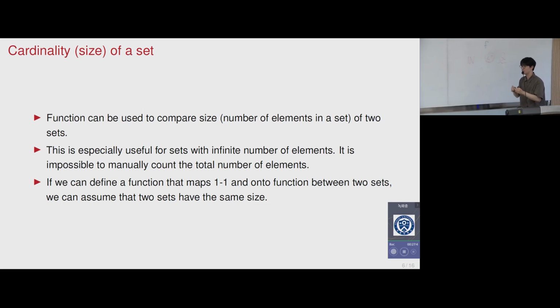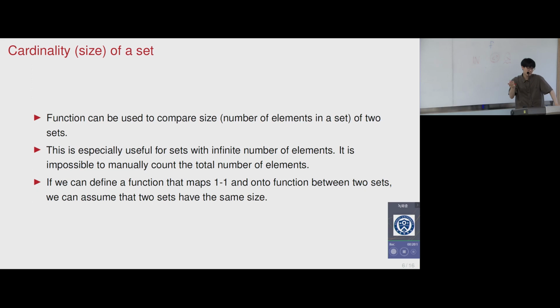But the problem is we can only make guesses, because in the sense they're both infinite. Natural numbers are infinite and Q is also infinite. We can't count them to check which one's bigger. That's where the function is very useful, because instead of explicitly counting the size, we can define a one-to-one and onto function between two sets.